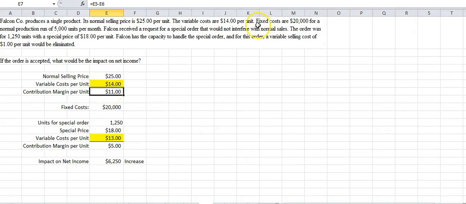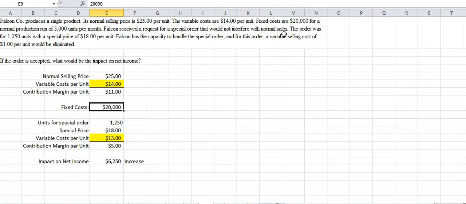Fixed costs are $20,000 for a normal production run of 5,000 units. So my fixed cost is $20,000. And I produce for 5,000 units produced. I don't know what that means. It might not be necessary since I don't have it down here. It says Falcon received a request for a special order that would not interfere with normal sales.